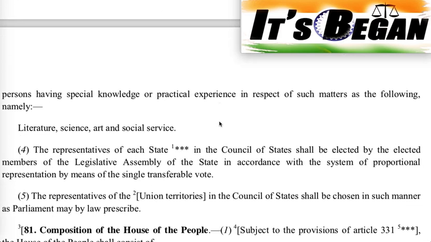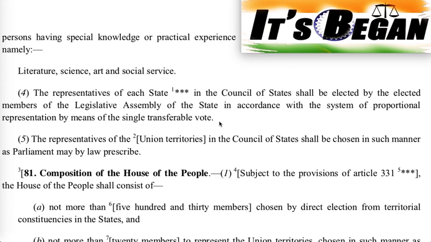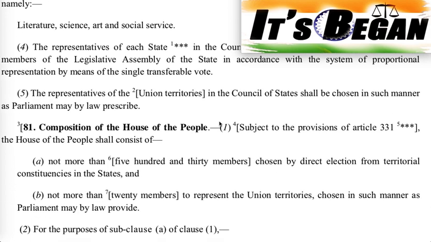Clause 3: The members to be nominated by the President under Subclause A of Clause 1 shall consist of persons having special knowledge or practical experience in respect of such matters as the following, namely literature, science, art, and social service. Clause 4: The representatives of each state in the Council of States shall be elected by the elected members of the Legislative Assembly of the state in accordance with the system of proportional representation by means of the single transferable vote. Clause 5: Representatives of the Union territories in the Council of States shall be chosen in such manner as Parliament may by law prescribe.